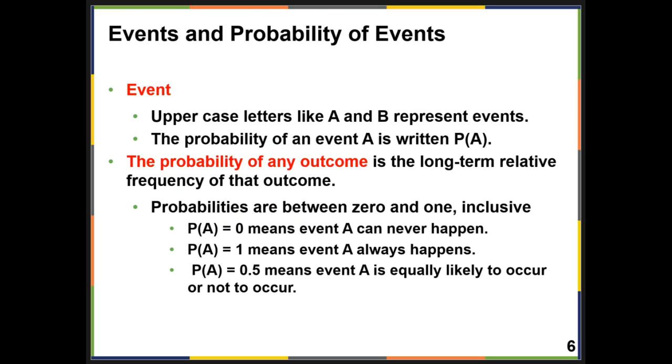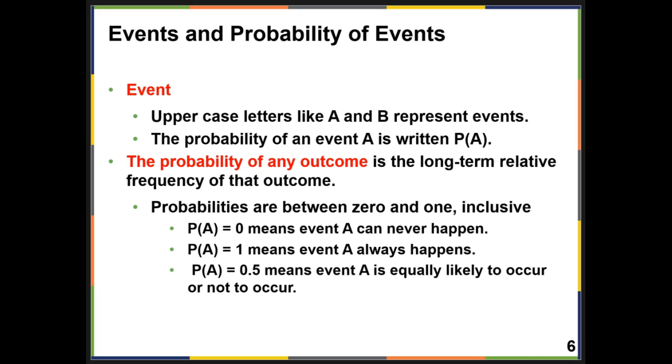An event is any combination of outcomes. Uppercase letters like A and B represent events. For example, if the experiment is to flip one fair coin, event A might be getting at most one head. The probability of an event is written P(A). So we would say probability of A. The probability of any outcome is the long-term relative frequency of that outcome.